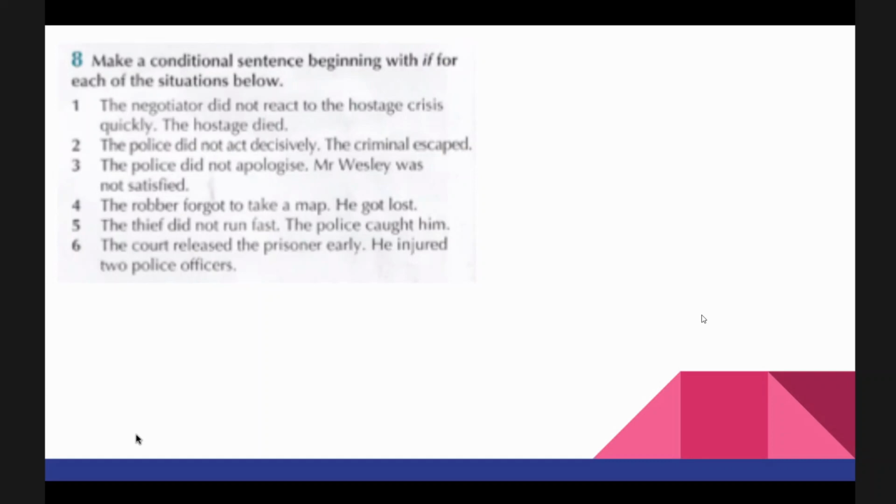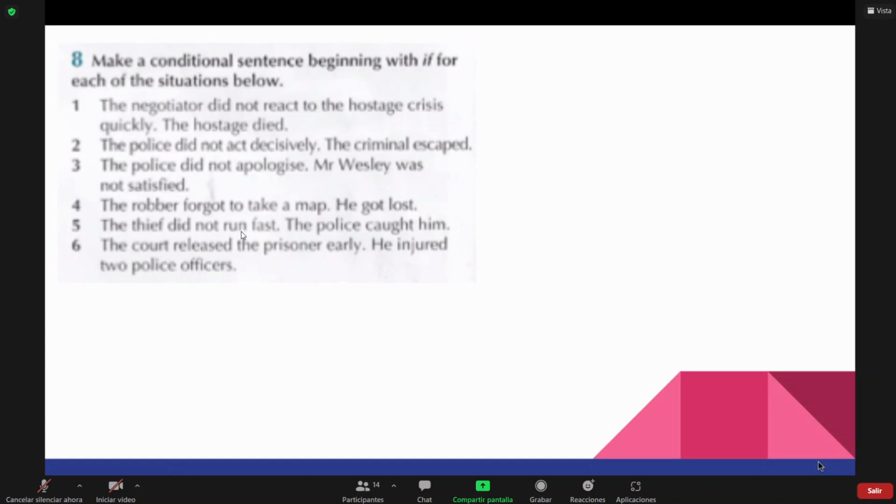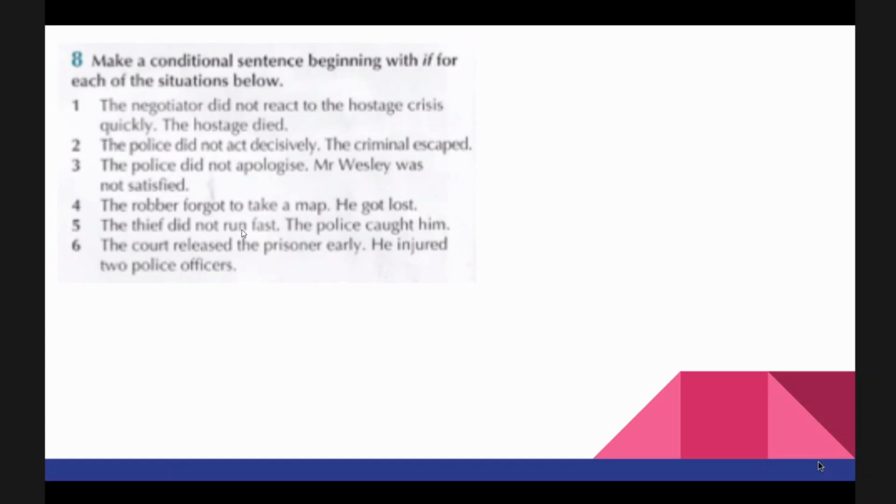If the negotiator had reacted to the hostage crisis quickly, the hostage might not die.